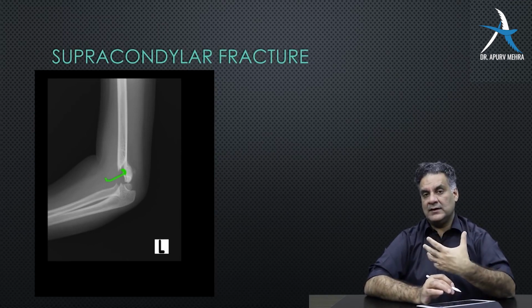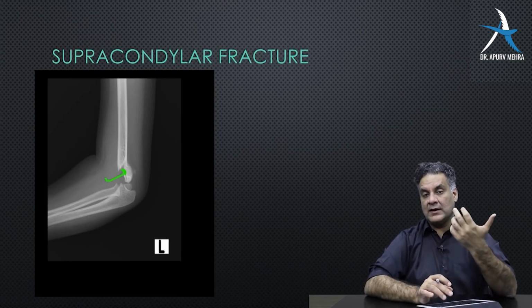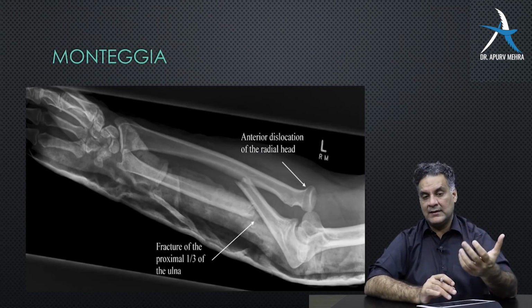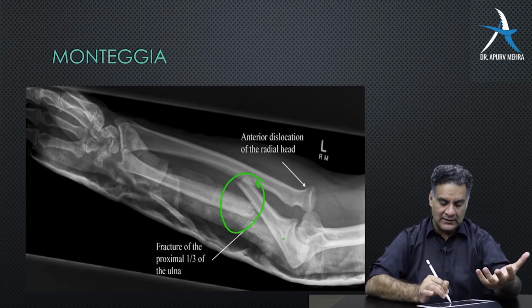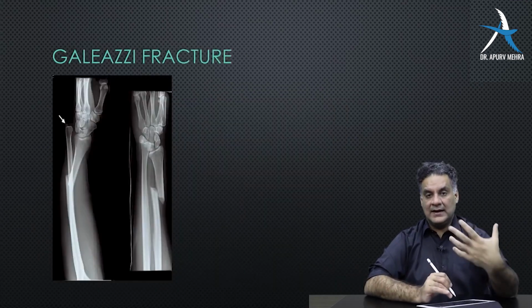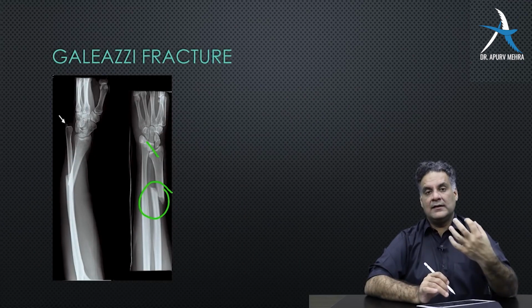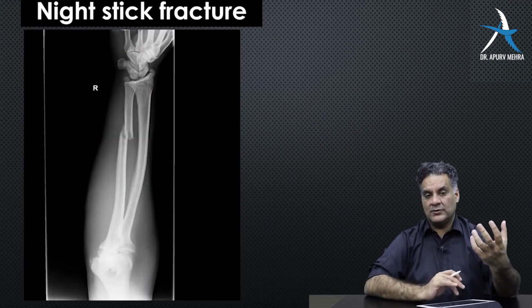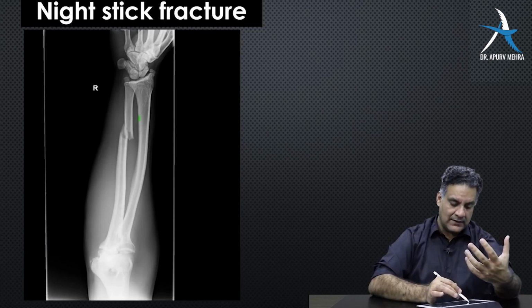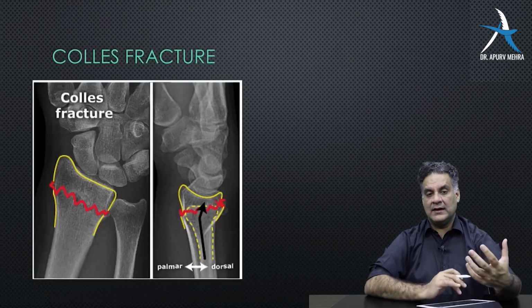It's a very common injury in a child, usually treated by a cast and reduction, or a reduction along with a K-wire. So this is what I told you. Monteggia is a fracture of ulna with a dislocated radial head. Galeazzi is a fracture of radius with damage to the distal radioulnar joint, the interosseous membrane, and the triangular fibrocartilage at the wrist joint. Nightstick fracture is an isolated fracture of the ulna.